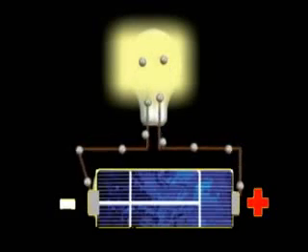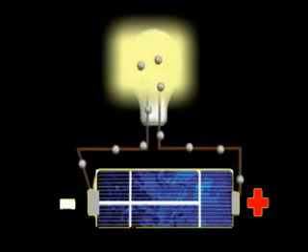A solar cell acts much like a battery cell. When light shines on the surface, energy is picked up by electrons. They use this energy to move from the negative terminal of the cell through a circuit to the positive terminal of the cell.